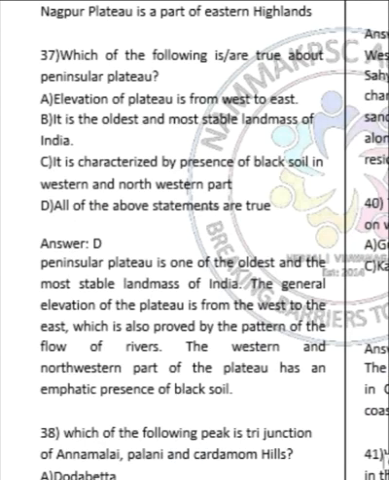Question number 37, it is asking which of the following is or are true about the peninsular plateau. So options are option A, elevation of plateau is from west to east. Option B, it is the oldest and most stable landmass of India. Option C, it is characterized by presence of black soil in western and northwestern part. So here all of these three statements are true regarding the peninsular plateau. So you can remember these facts.